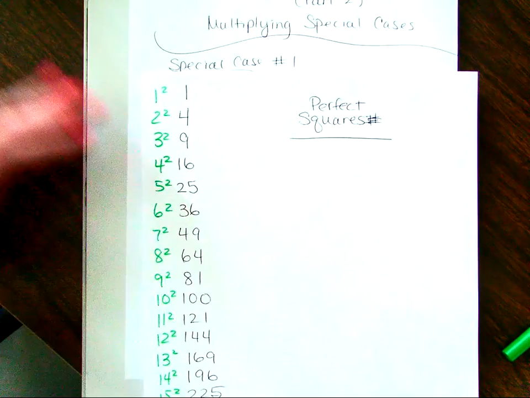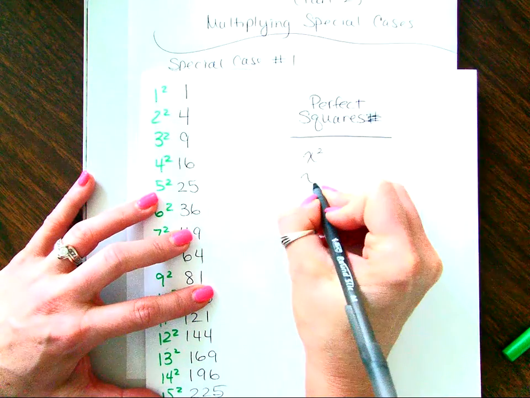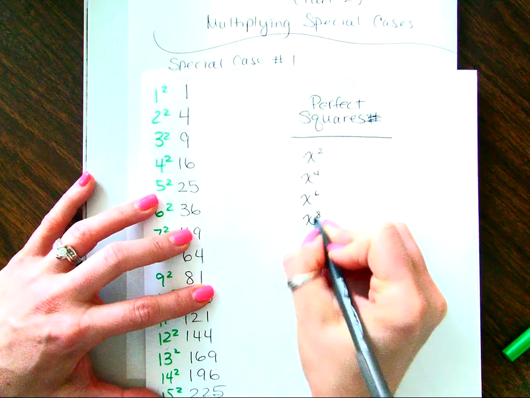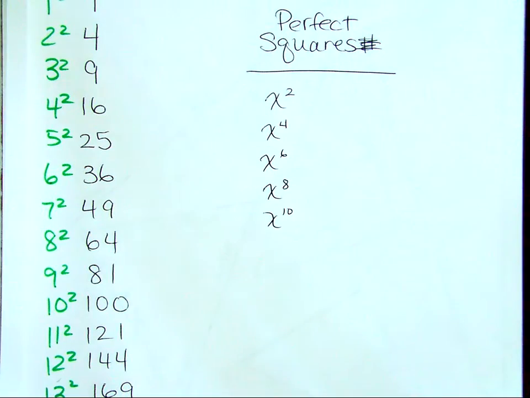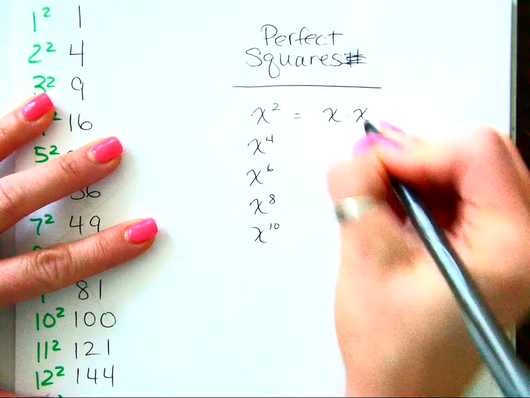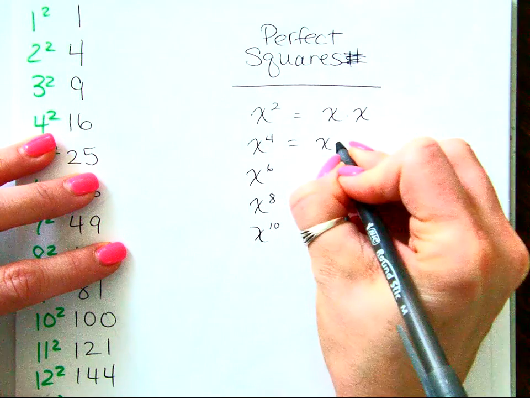Okay, I'm going to also give you another list of perfect squares. And you may not think this, but x squared is a perfect square. X to the 4th is a perfect square. X to the 6th, x to the 8th, x to the 10th. What do all these have in common? They are even powers. And the reason I can say that is because I got x squared from doing x times x. And I got x to the 4th by multiplying what?